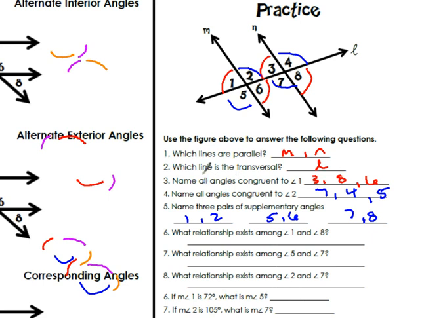What relationship exists among angle 1 and angle 8? 1 and 8, alternate exterior. I'm just going to abbreviate for right now. Angle 5 and angle 7, those are corresponding. Angle 2 and angle 7, alternate interior.